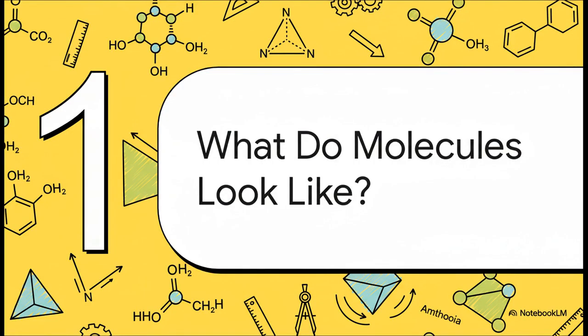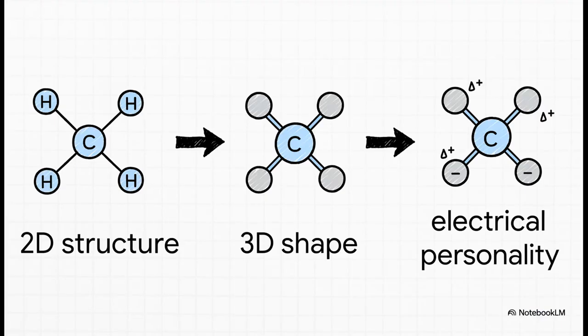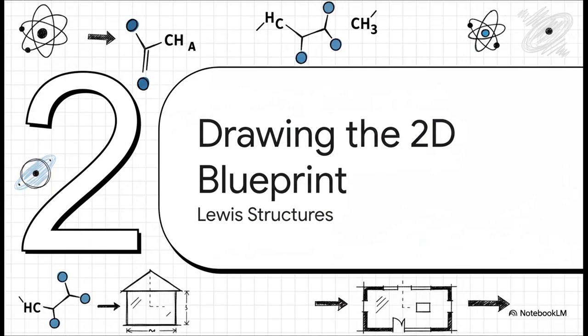So what does it even mean for a molecule to look like something? Let's take a journey into this totally invisible world. To really get a molecule, why water is wet or why CO2 is a gas, we have to build what I like to call a molecular blueprint. And this isn't just a simple sketch. It's a three-part plan that shows us a molecule's flat 2D structure, its actual 3D shape, and what we'll call its electrical personality. All right, let's get our hands dirty.